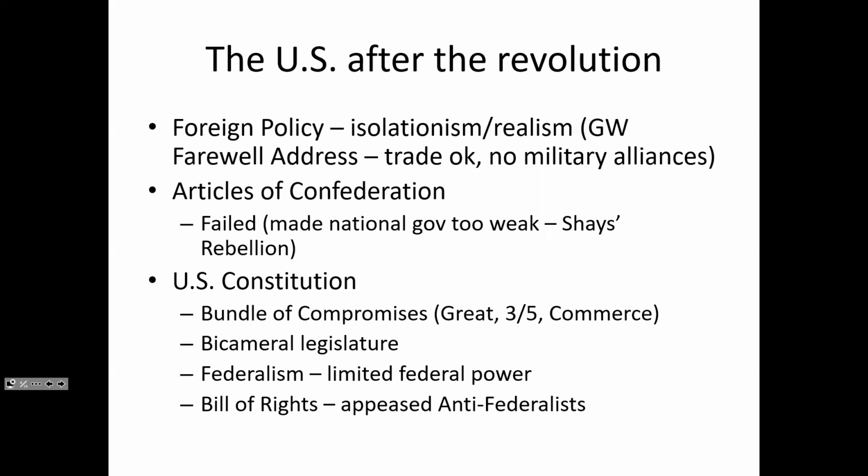And then in order to appease the anti-federalists, who felt that the Constitution didn't go far enough to protect civil rights, a Bill of Rights was written up, the first 10 amendments of the U.S. Constitution. That's where you get your freedom of speech, press, right to a fair trial, freedom from cruel and unusual punishment, and all of that as well.